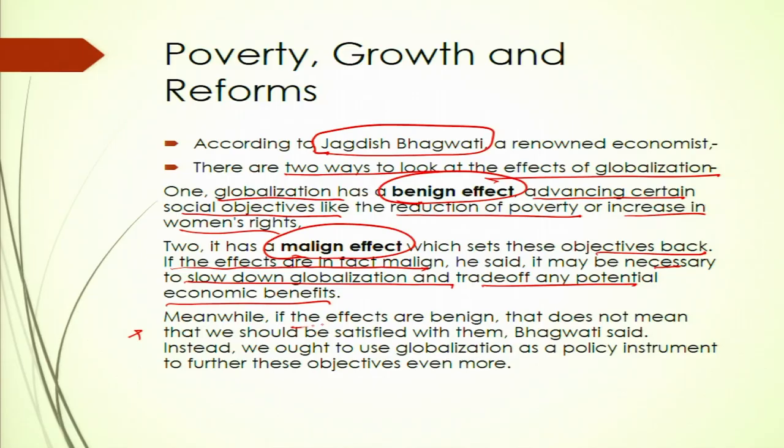Thus, meanwhile, if the effects are benign, that does not mean that we should be satisfied with them, Bhagwati said. Instead, we ought to use globalization as a policy instrument to further these objectives even more. Now, here is pragmatism at its best. Bhagwati argues that the moment we realize globalization's benign effect is coming into the picture, we must accelerate the process, so that we not only limit it to poverty eradication or women's rights, but even go beyond that and figure out how well we can use it as a policy to hasten the process of economic growth and thus get more leverage out of it.